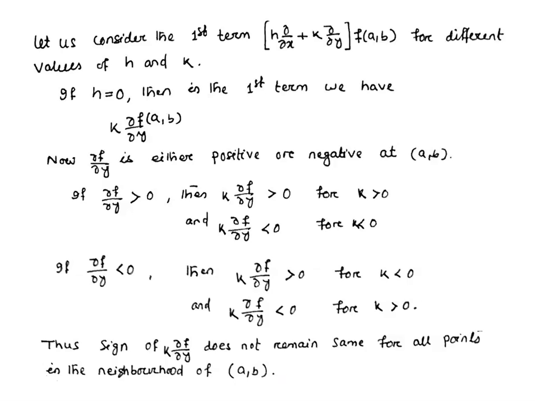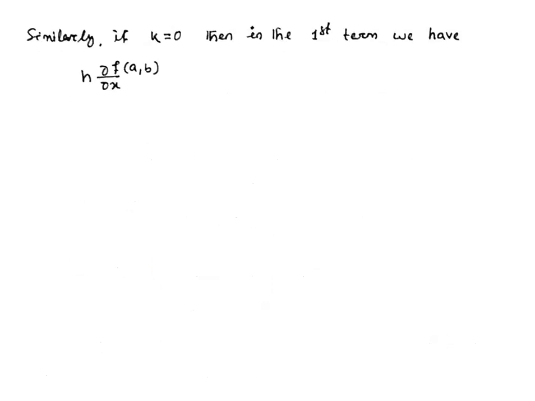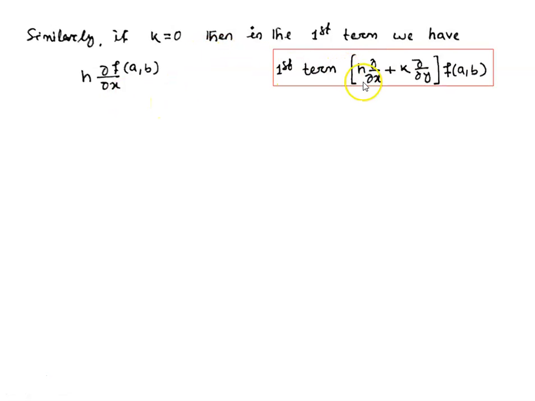That means it doesn't remain either positive or negative around all the points of the neighborhood of AB. Similarly, if we consider k equal to 0 in the first term, we have h ∂/∂x plus k ∂/∂y of f(a,b). If k is 0, then this term becomes 0. Now we have only h ∂/∂x of f(a,b). So we have h ∂f/∂x at AB.